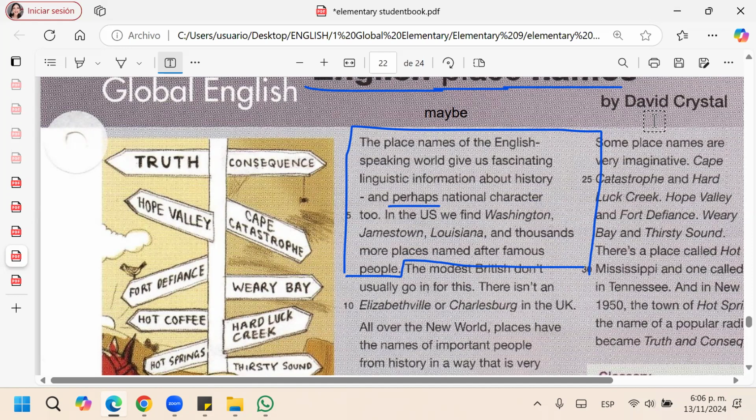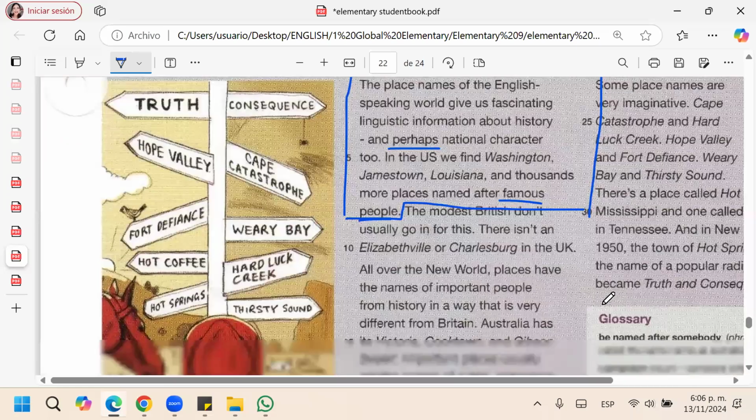So yes, we have here Jamestown, Washington, Louisiana. In the United States, many places are named after famous people. Okay.